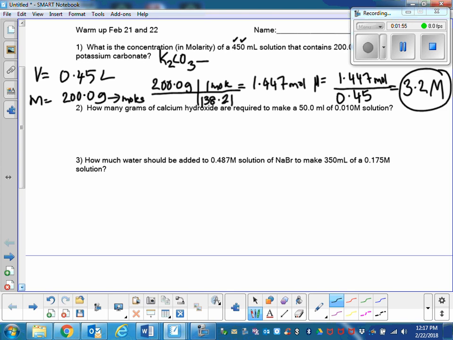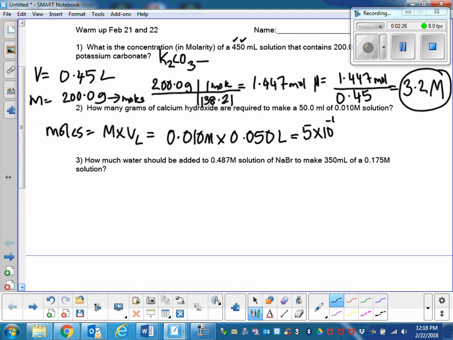The second problem, I'm given molarity and volume, all right? So volume has to be in liters. So I can solve for my number of moles. My number of moles is my molarity times my volume in liters, which is 0.010 M times 0.050 liters, which is how many? In your calculator, it shows 5 times 10 to the negative 4 moles.